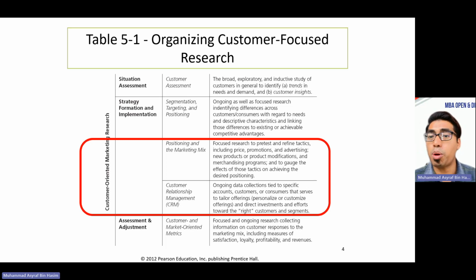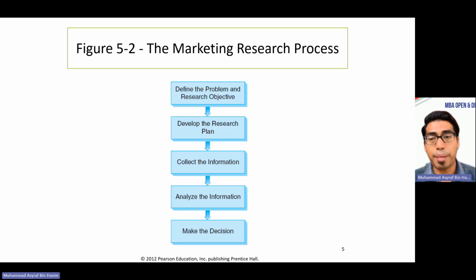Talking about marketing research, it includes a range of activities from exploring the environment for opportunities and insights, to project-based research on specific elements of the marketing mix, as well as the CRM system, customer relationship management system, which entails the ongoing collection of marketing metrics and also customer data. This is the general, what we call the basic process. Define the problem or objective. Then we have the research plan, and then we collect the information.